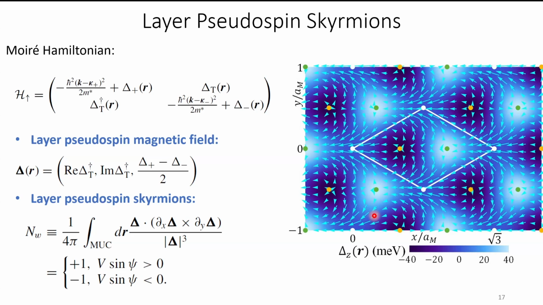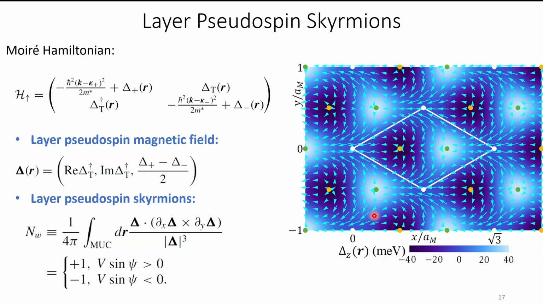So we like 2x2 Hamiltonians, right? Because with a 2x2 Hamiltonian, we can decompose it in terms of Pauli matrices, and the coefficients in front of the Pauli matrices are an effective pseudo-spin magnetic field. This is the way we define the pseudo-spin magnetic field. And there is a very crucial ingredient here. The magnetic field forms a texture. It forms a skyrmion texture in real space.